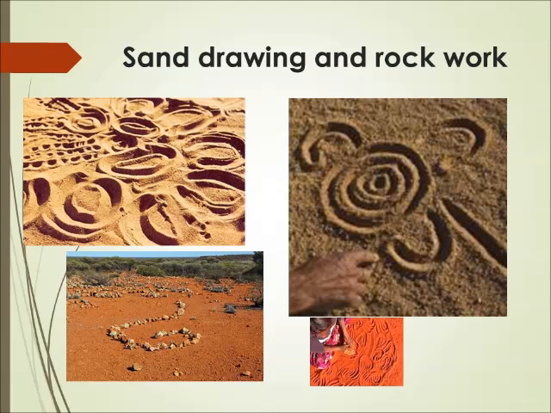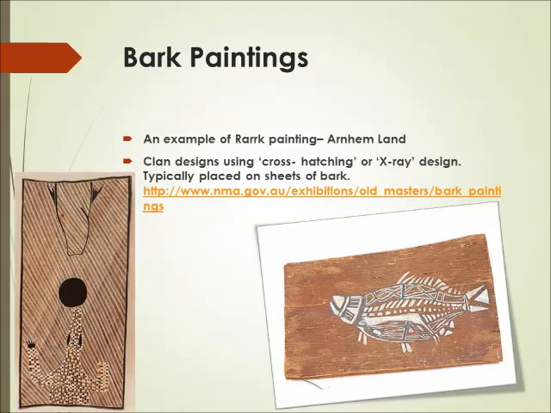All right, so when we look at some of the symbols that have become really well known, particularly in forms of Aboriginal art, like dot art on canvas and those kind of things, many of those styles actually originated in sand drawing and rock work. Okay, so they've been adapted, not just to different mediums like canvas, but also different colours as well.